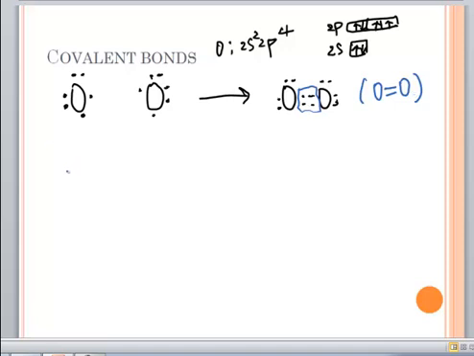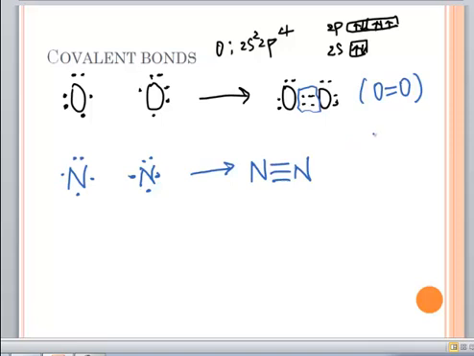Same token, you're looking at nitrogen. I like to draw with the blue. Now you have 3 unpaired valence electrons. Venture to take a guess what kind of bond it will form. It actually will form a triple bond.